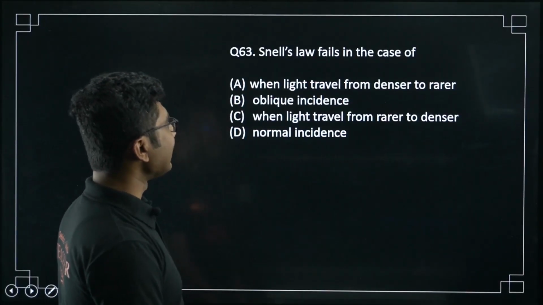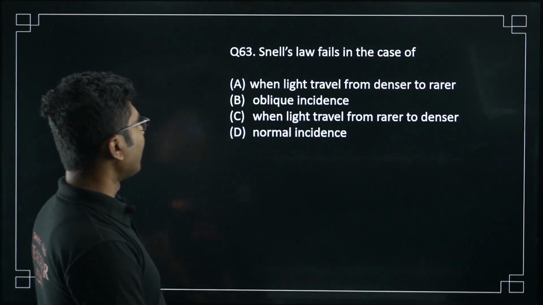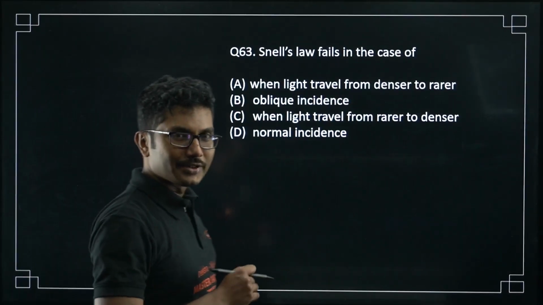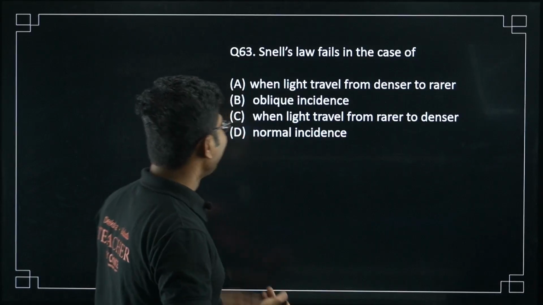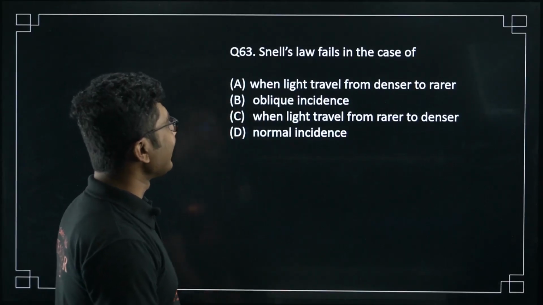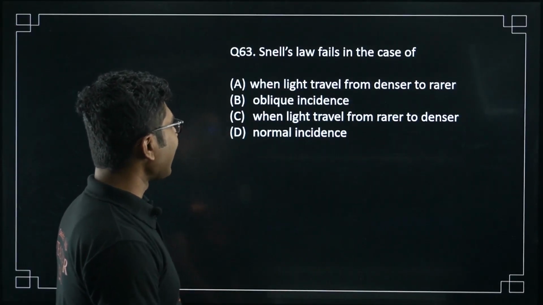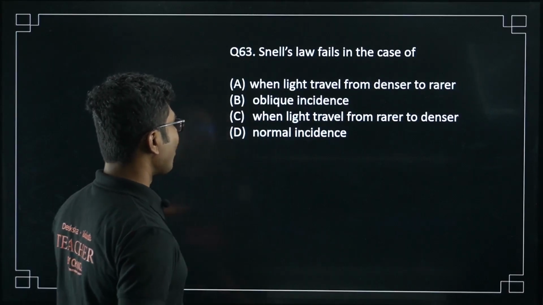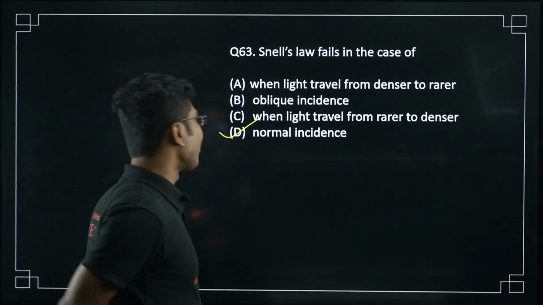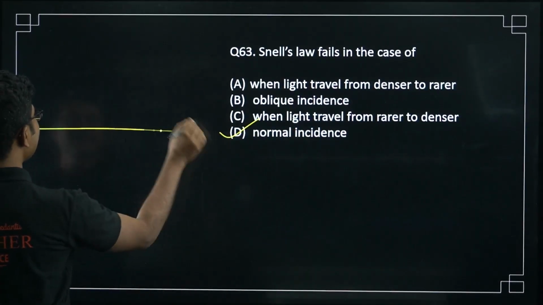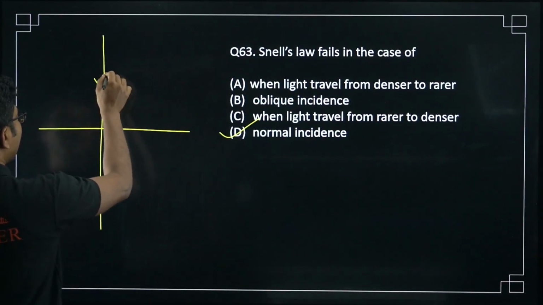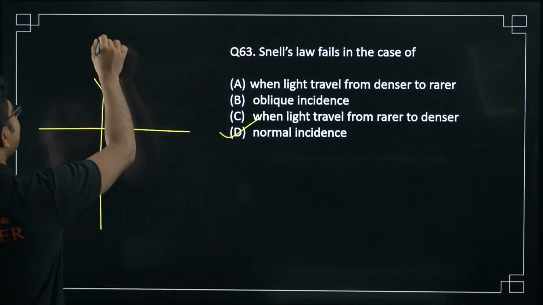Okay, so easy question. Next, Snell's law fails in the case of, when light travels from denser to rarer, oblique incidence, or when the light travels from rarer to denser, normal incidence. So when the light is falling normally, normal incidence means when the light is falling along the normal. This is called normal incidence.